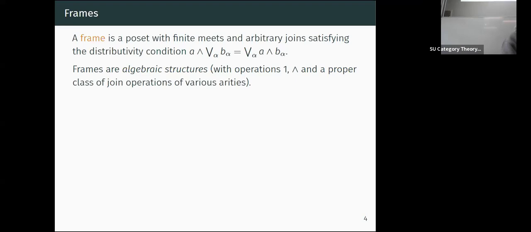So the forgetful functor to set has a left adjoint. This induces a monad on set, and the category of frames is the Eilenberg-Moore category for that monad. But really, it behaves like an algebraic structure. It's just like groups or anything like that.